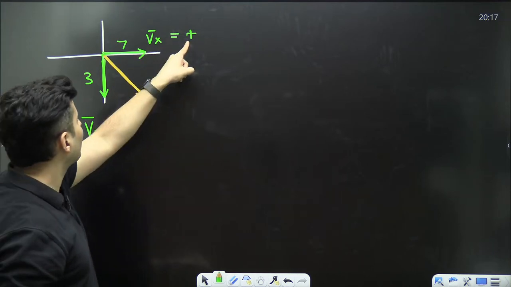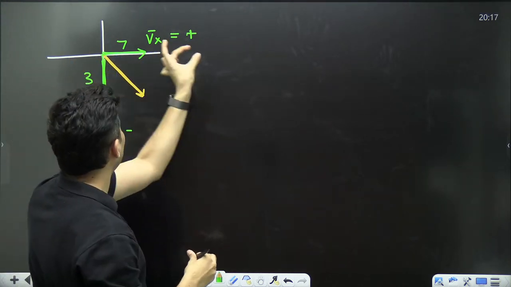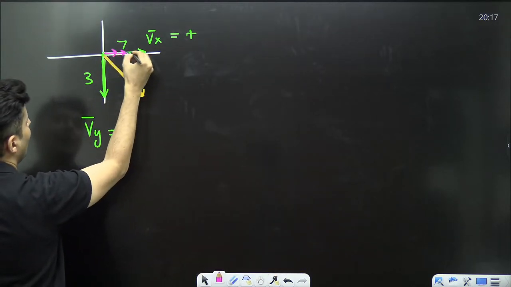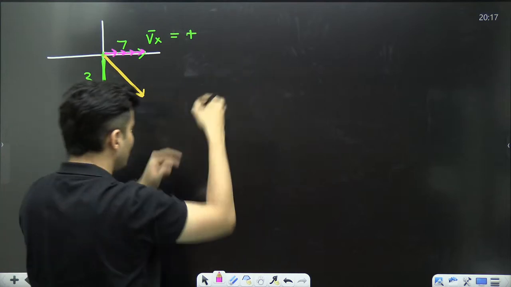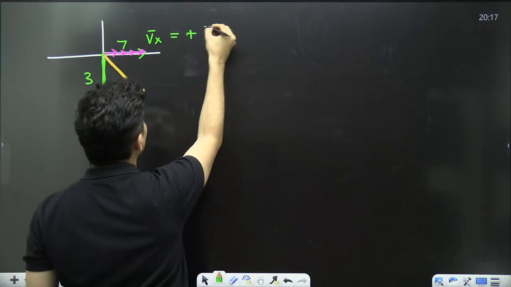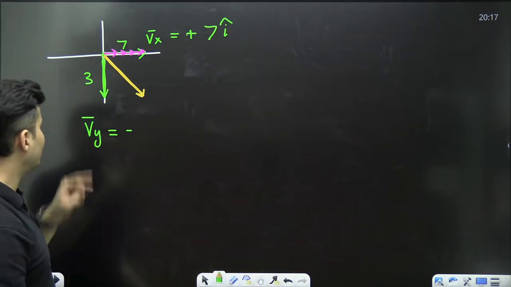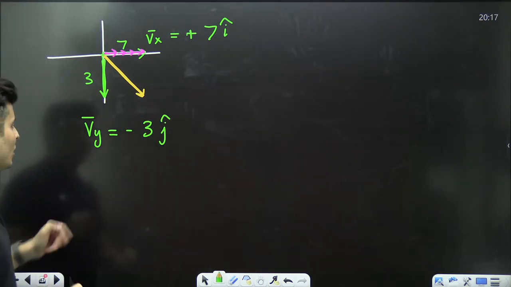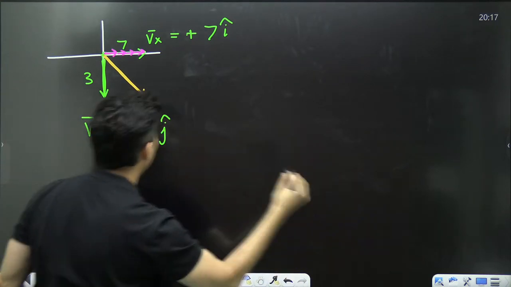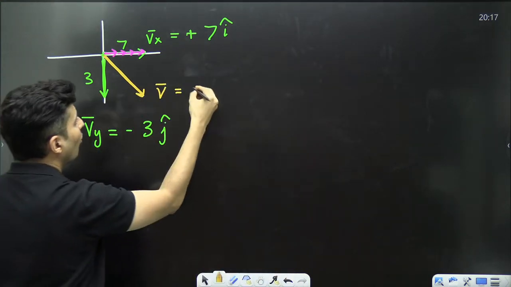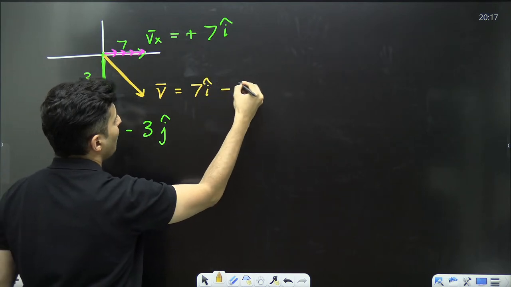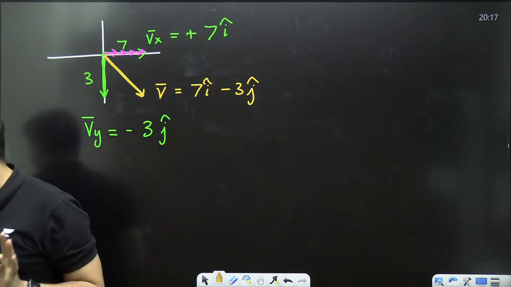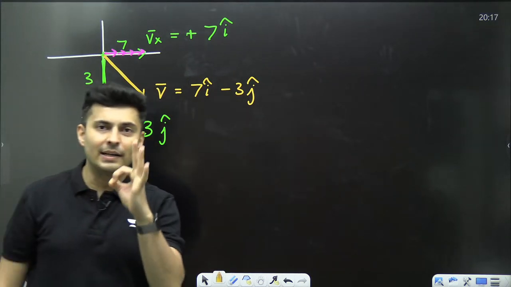Then what will I say? Along x, it is 7 times I cap. I cap is a special vector. I cap, I cap, I cap, like that. How many times? 7 times. So that is why this is basically 7 I cap. This will be nothing but 3 j cap, but in the negative side. That's all. So my dear warriors, the actual vector which I want to represent, won't it be simple? 7 I cap minus 3 j cap. Is that understood, everyone?